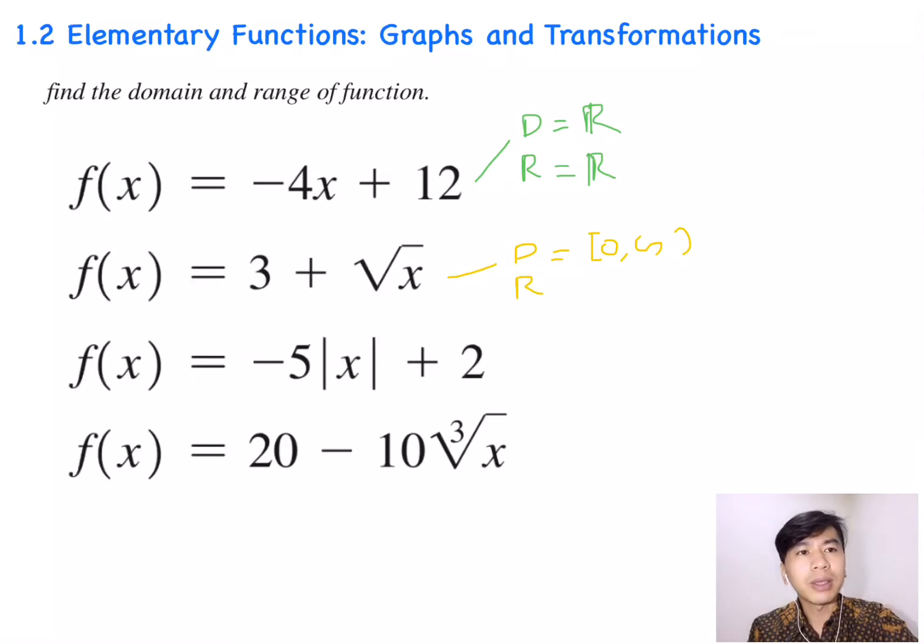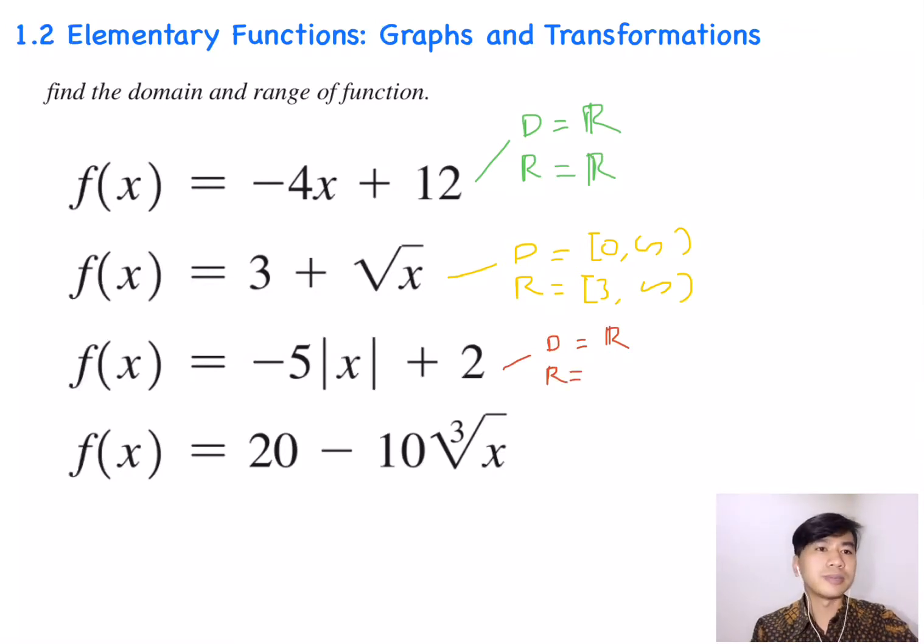Now what happens if you start from 0? Imagine 3 plus square root of 0, so it starts from 3. Then if x is increasing, let's say 1, 2, 3, 4, the range also increases, so it will be infinity for the range. What about the third one? The third one is the absolute value function. So the domain will be real numbers also. What about the range?